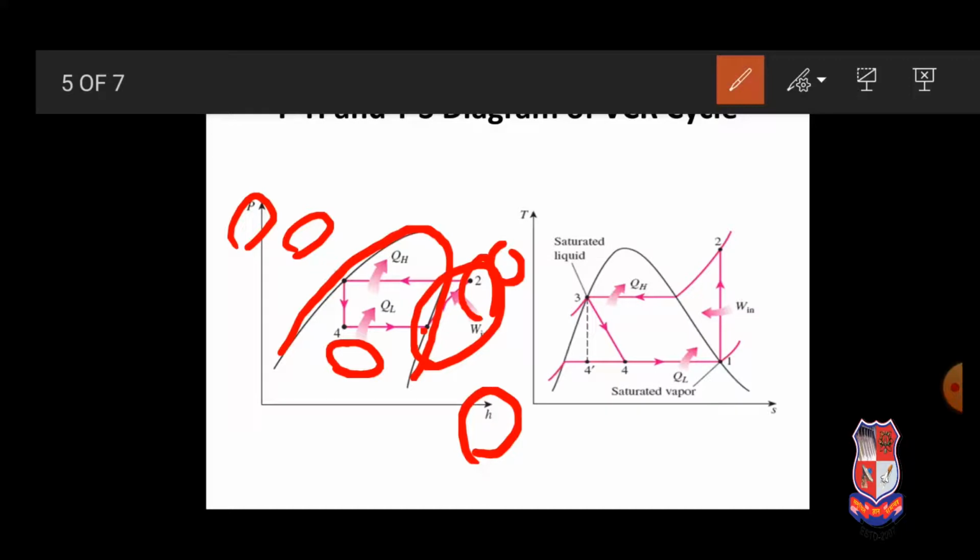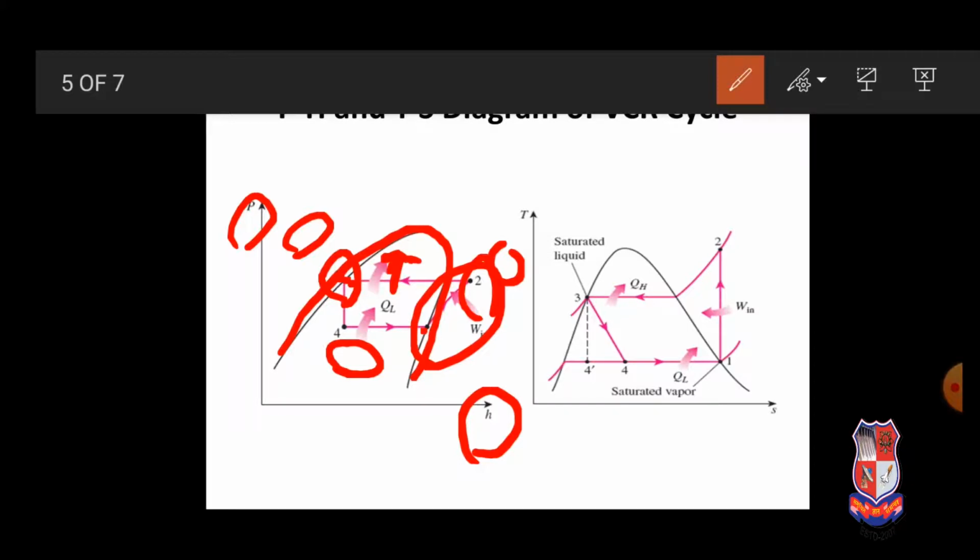Then now we are going to discuss about 2 to 3. That 2 to 3 is constant pressure condensing process, or we can say heat removal process. During this process, first of all superheated vapor is converted into saturated vapor by desuperheating, and then saturated vapor is converted into saturated liquid at point 3 by rejecting its latent heat to the surrounding.